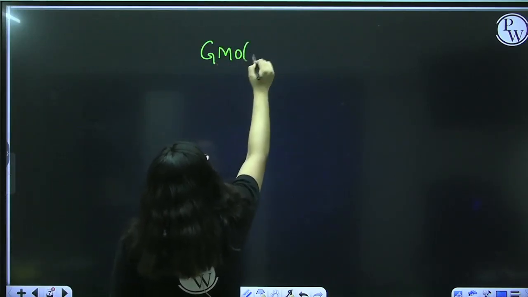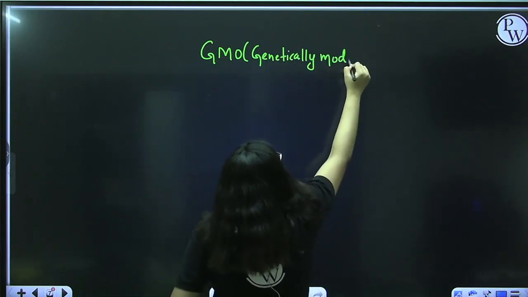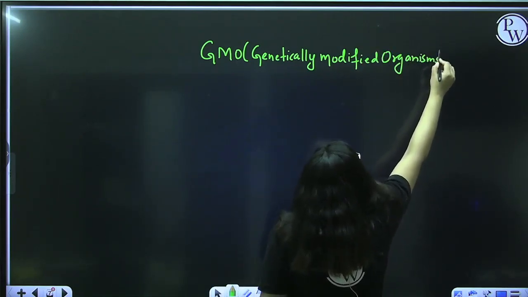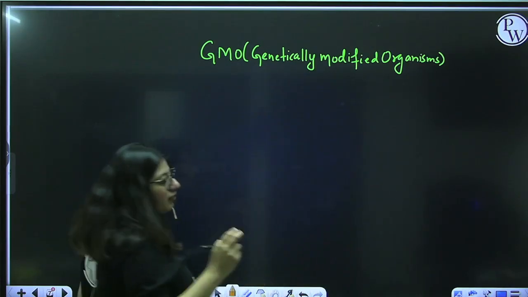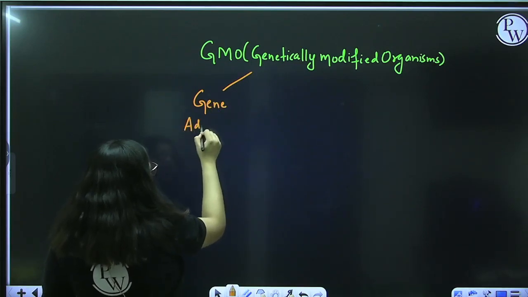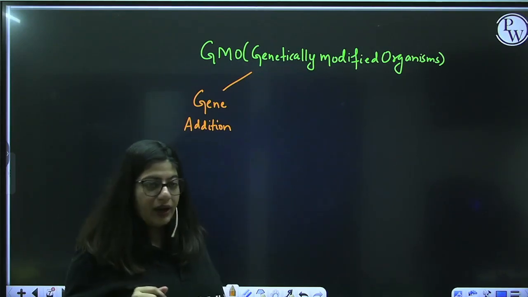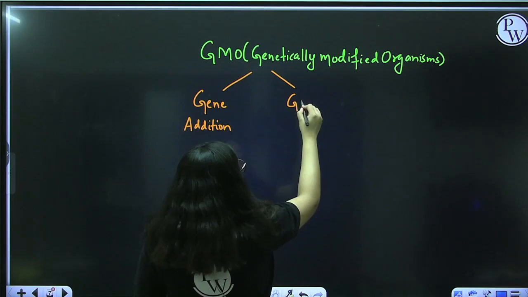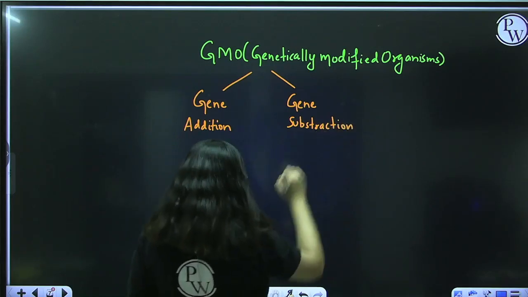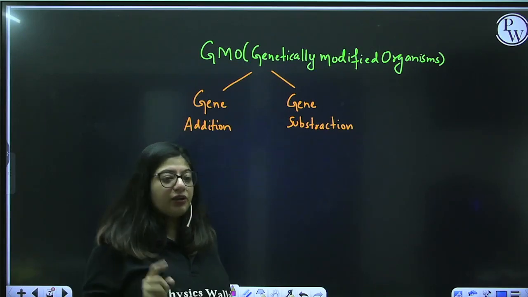What are GMOs? GMOs are genetically modified organisms. Now, these organisms which are genetically modified, how are they modified? They can be modified in two ways. Either you add a gene to that organism, so you can modify any organism by adding a new gene to it, right? Or you can also modify it by subtracting a gene, which is gene subtraction. Fine. So gene addition and gene subtraction are the two ways by which you can modify any organism genetically.